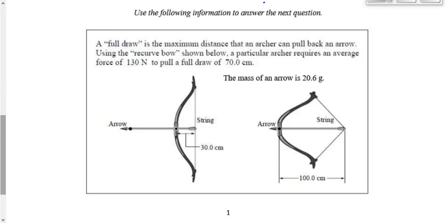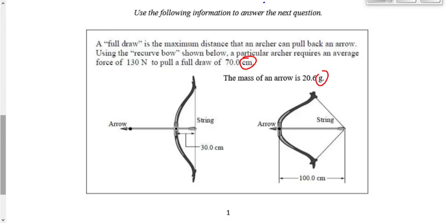Okay, now this is a hard one. This one says a full draw is the maximum distance that an archer can pull back an arrow using a recurve bow shown below. A particular archer requires an average force of 130 newtons to pull a full draw of 70 centimeters. Centimeters, we don't want centimeters in anything we do, right? Then it says the mass of the arrow is 20.6 grams. We don't want grams either, we want kilograms. So draw attention to that stuff, right? The question on the next page says, when the archer releases the arrow from full draw, the magnitude of the impulse that the bow gives to the arrow is what?